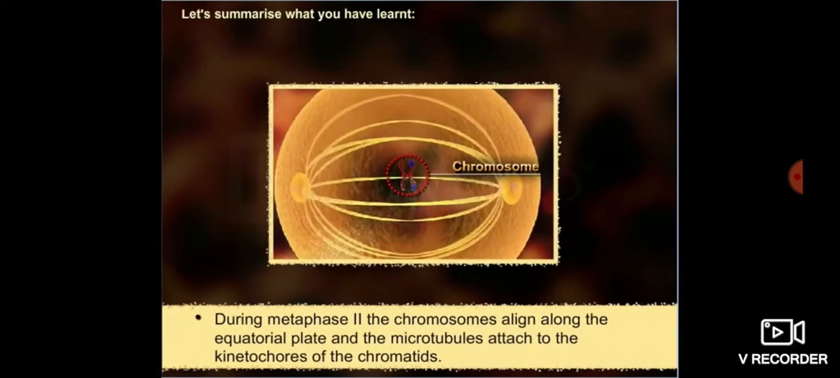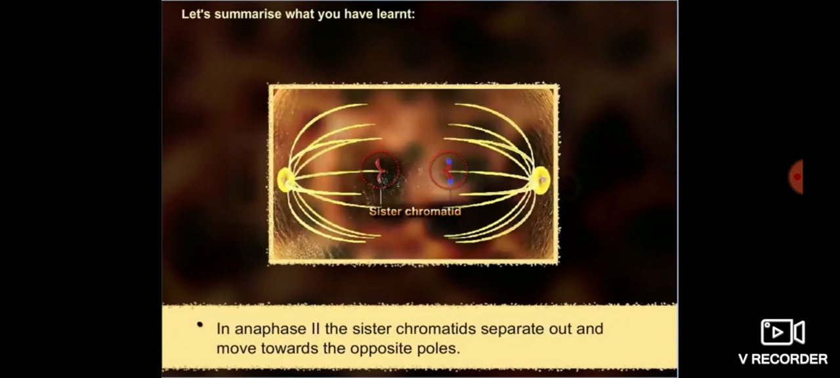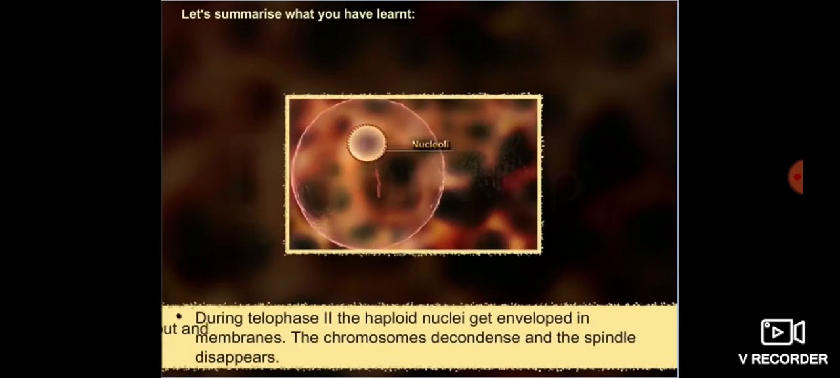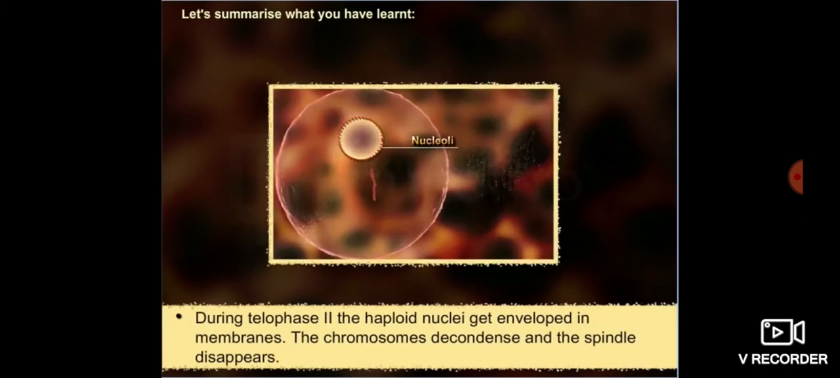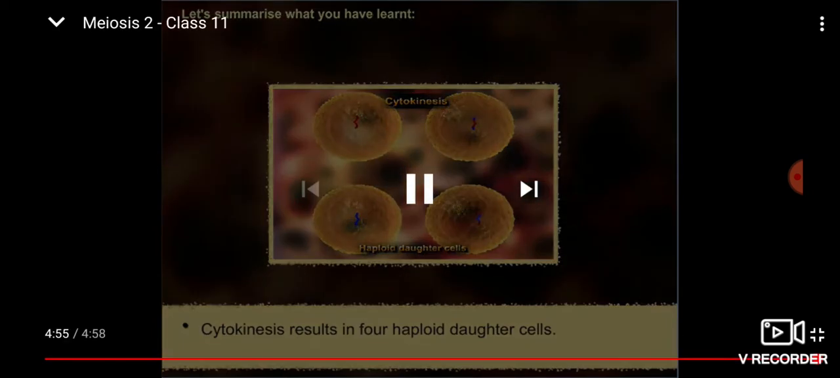During metaphase II, the chromosomes align along the equatorial plate, and the microtubules attach to the kinetochores of the chromatids. In anaphase II, the sister chromatids separate out and move towards the opposite poles. During telophase II, the haploid nuclei get enveloped in membranes. The chromosomes decondense and the spindle disappears. Cytokinesis results in 4 haploid daughter cells.